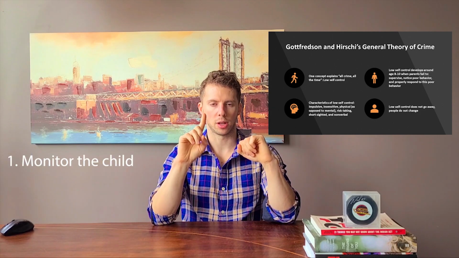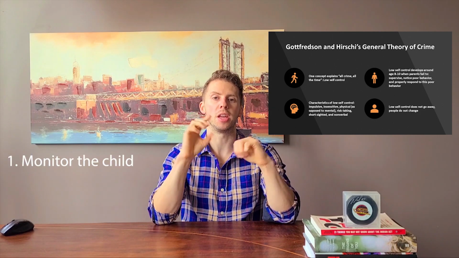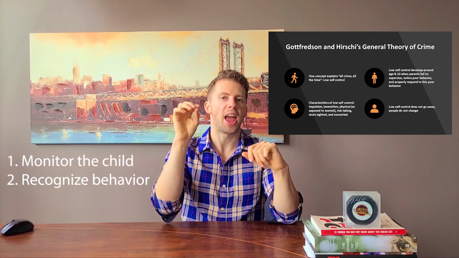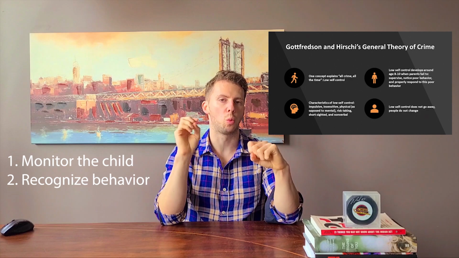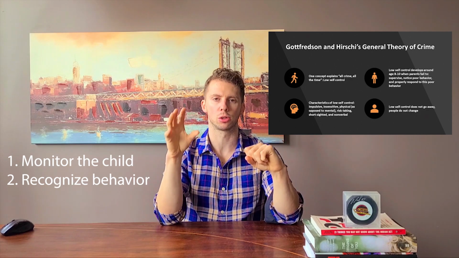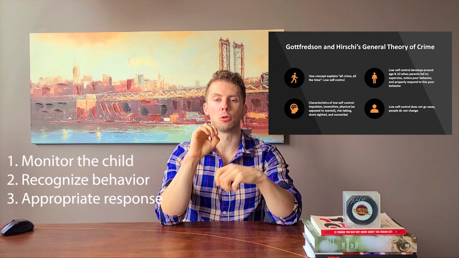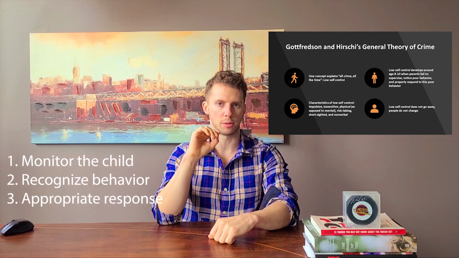How does low self-control develop? Well, three things have to happen so that low self-control does not develop. Before the age of about 8 to 10, according to Gottfredson and Hirschi, different parenting approaches have to occur. First things first, parents have to be able to be around to monitor their child. They have to be present. Second, they have to be able to recognize when their child is engaging in antisocial behavior or inappropriate behavior. Third, the parent needs to be able to appropriately respond to that child's behavior.